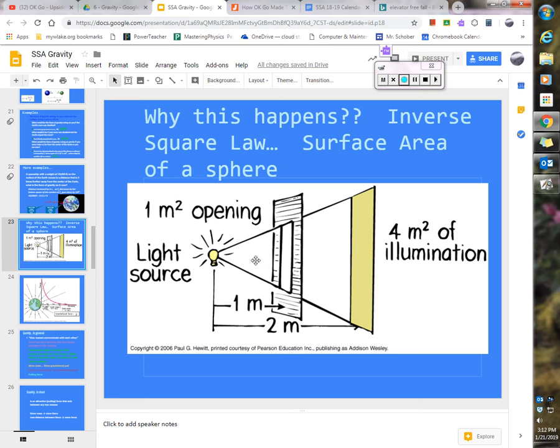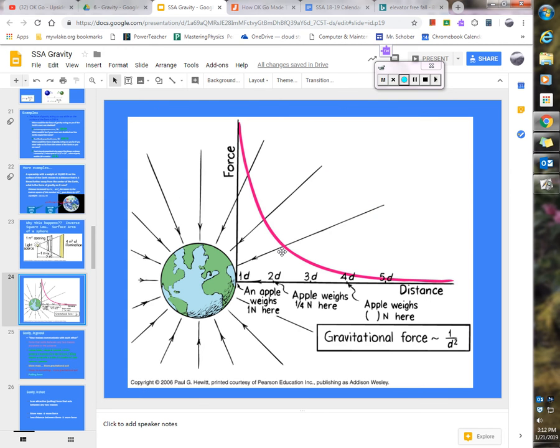So light, in this sense, works the exact same way that gravity does. We double the distance from here to here, but because it's getting spread out over 4 times as much area, it's going to be 4 times less intense. Much like how gravity, its intensity, or the amount of force would be one way of looking at it, reduces with distance.